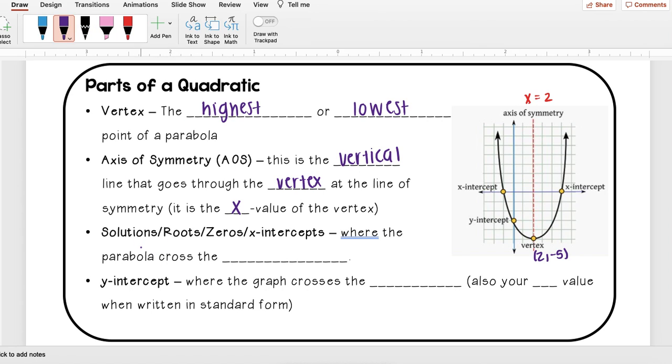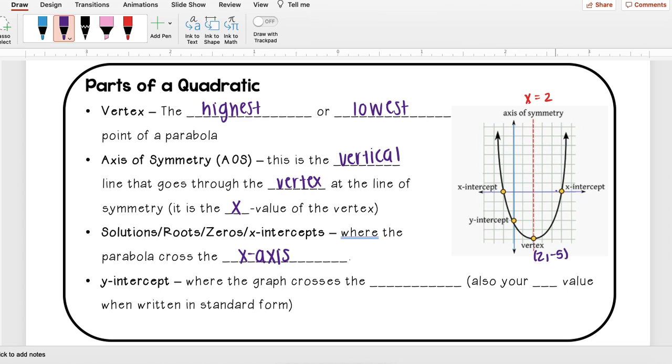And then we have something called solutions, roots, zeros, x-intercepts. These all mean the same thing. You may hear either term be used, but just know they all mean the same thing. And this is where the parabola crosses the x-axis. So we have an x-intercept here and an x-intercept here. It's just where it crosses that x-axis. So really, when we were in our last unit factoring and we were solving those quadratic equations, we were really finding these solutions, these roots. We were finding the x-intercepts of those functions.